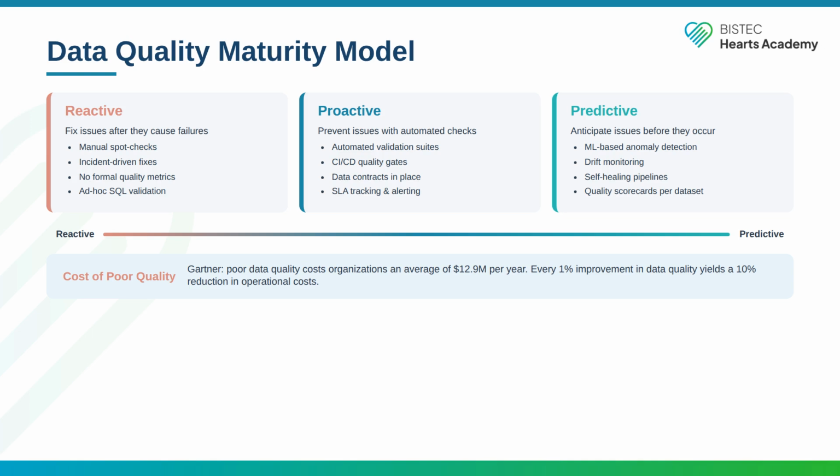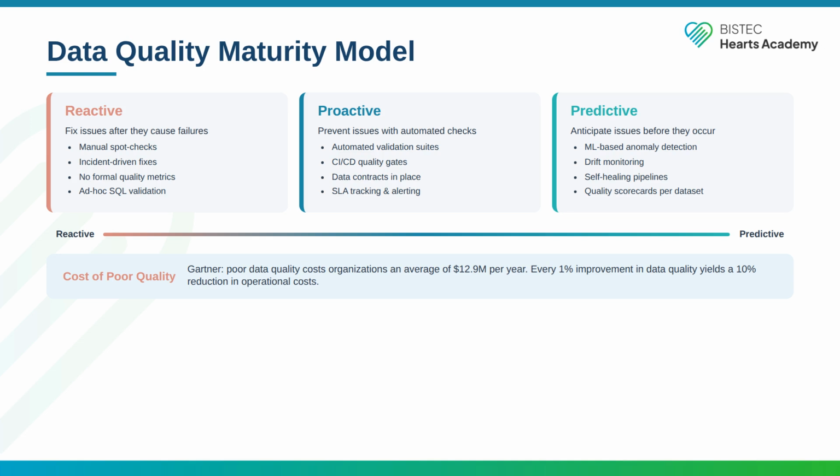Proactive is where you want to be. You prevent issues with automated checks that run before data reaches consumers. You have expectation suites, CI/CD quality gates, data contracts, and SLA tracking with alerts. Issues are caught in the pipeline, not in production.